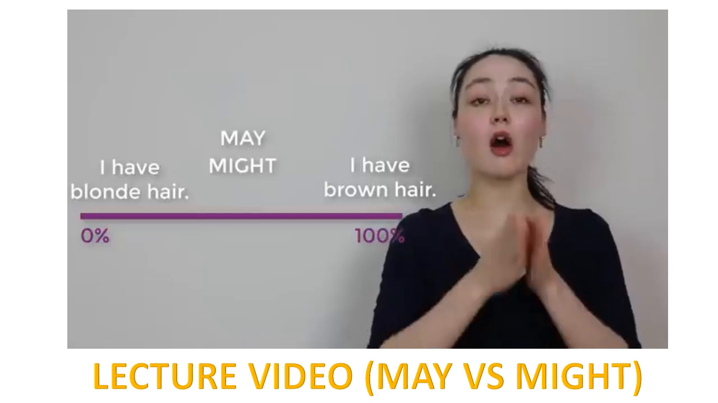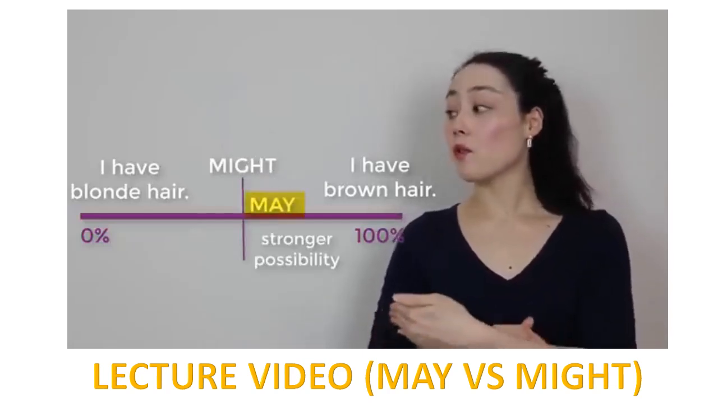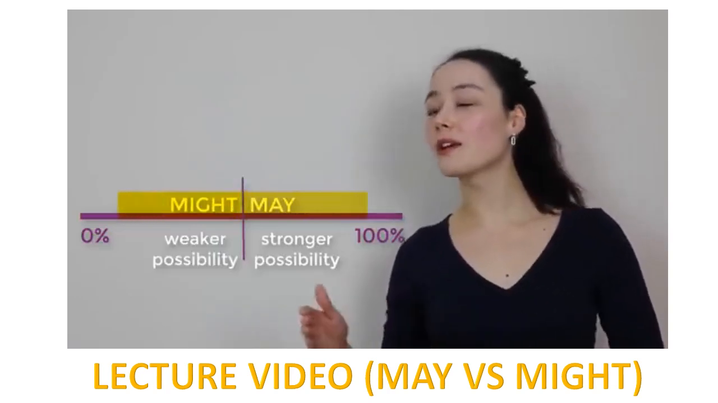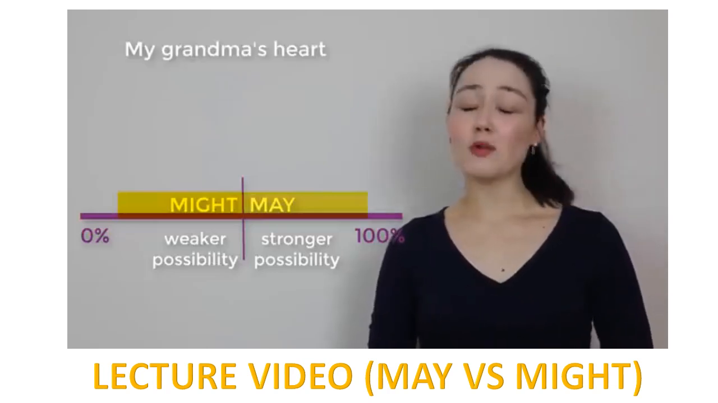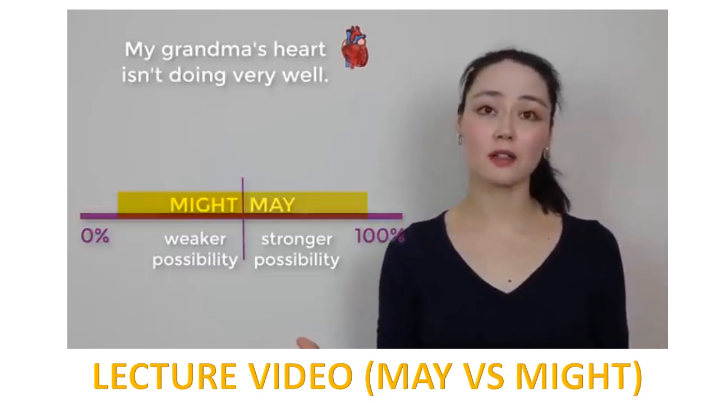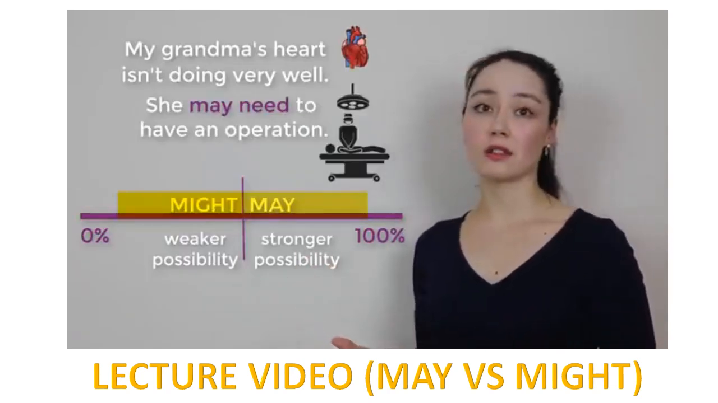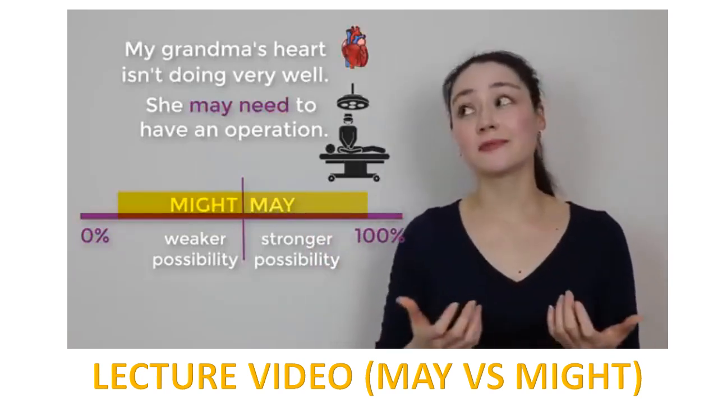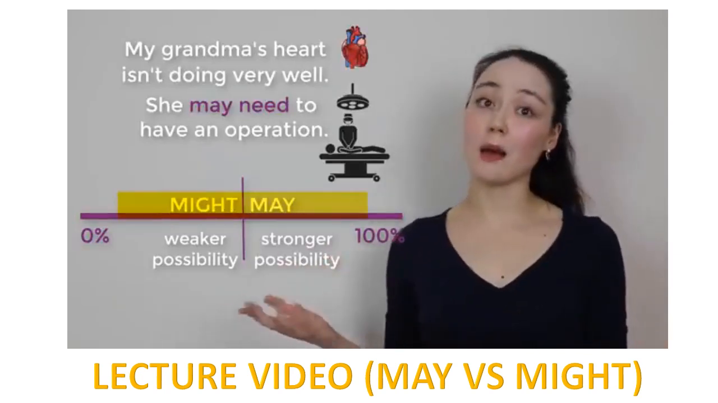May and might are in the middle. We use may for a stronger possibility and might for a weaker possibility. My grandma's heart isn't doing very well. She may need to have an operation. This isn't 100% yes, operation. It's a strong possibility. She may need to have an operation.